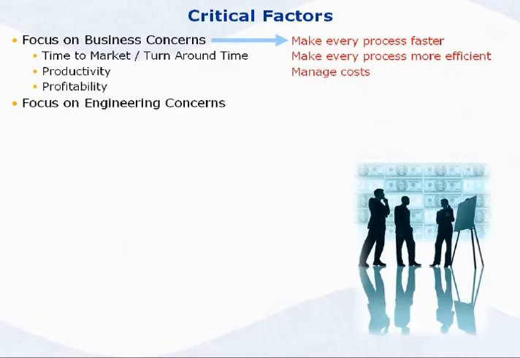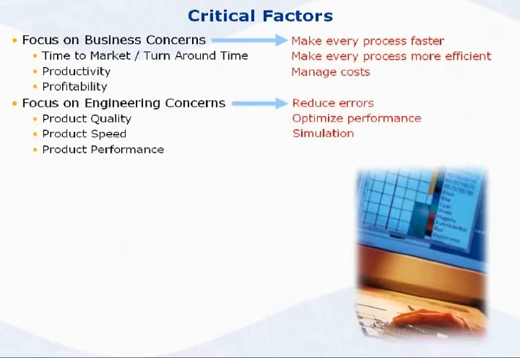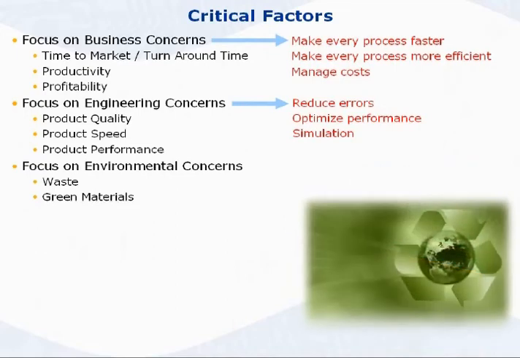Next, we consider engineering concerns, product quality, product speed, and product performance. To meet these concerns, we want to reduce errors, we want to optimize performance, and we want as much as possible to simulate through software every part of the process before proceeding to manufacturing. Finally, we consider environmental concerns, waste, green materials, etc. To meet these concerns, we want to replace as much physical prototyping with virtual prototyping.